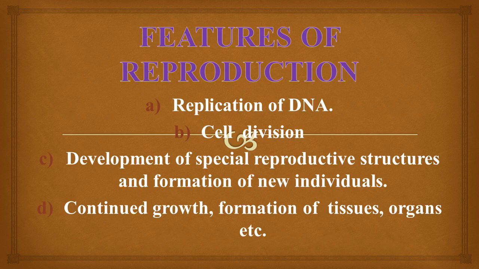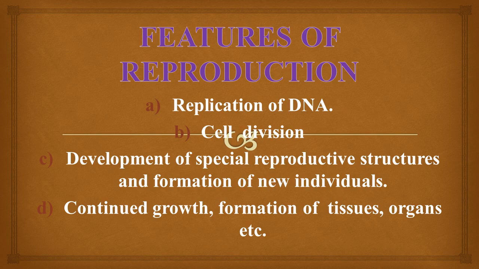Next, what are the features of reproduction? What actually are the characteristics of reproduction? The first important thing that happens in reproduction is the replication of DNA. We know that DNA plays a very important role in the process of reproduction. It carries the genetic information from generation to generation. So this DNA is going to undergo a process called replication.